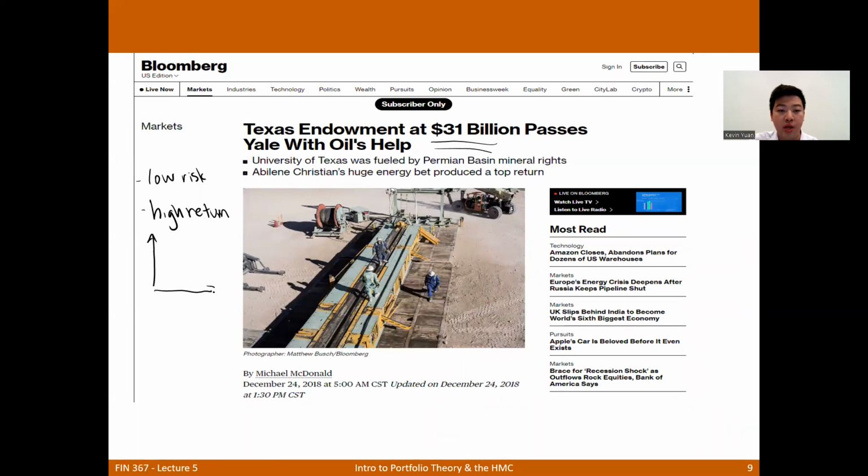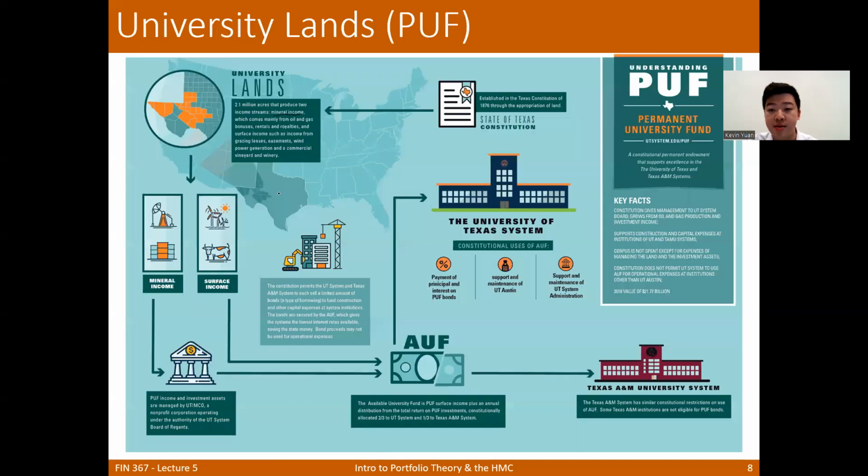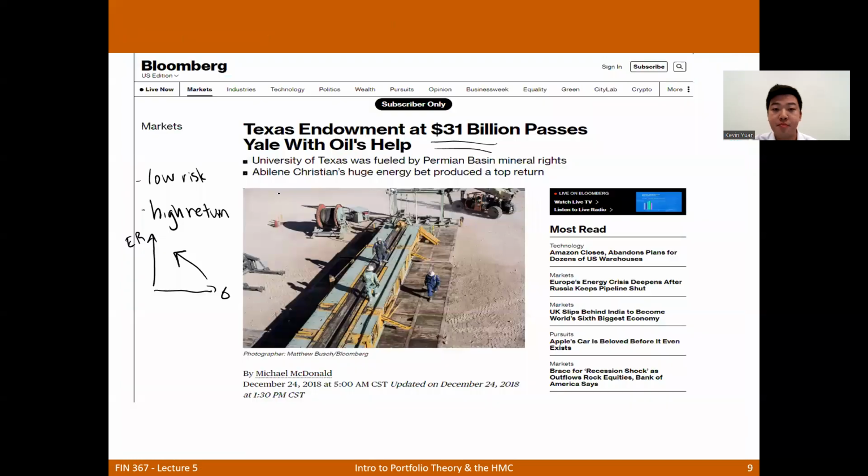Because if we plot over here the expected return and the sigma, the standard deviation, it points towards the northwest direction, right? And I would encourage all of you to read this article to get some more intuition of how powerful this investment option is for Texas, the University of Texas System, as well as Texas A&M University. Okay, so these are all significant drivers in the portfolio position of UT Austin and what drives their huge endowment.